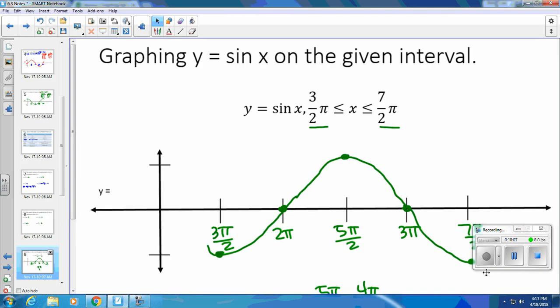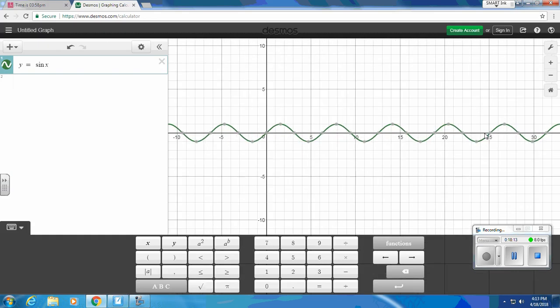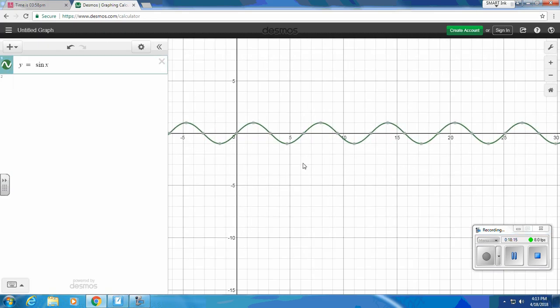What I'm going to do is pull up the whole graph again and show you what we just found. So y equals sine of x. And we're going to zoom in. So our first point was 3 pi over 2. And we graphed this portion. So it is just a continuation of our graph, but I just wanted to know, hey, what is this graph doing between 3 pi over 2 and 7 pi over 2? And these are the values we plugged in.